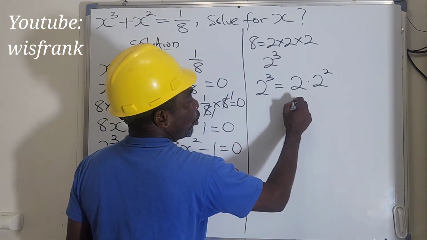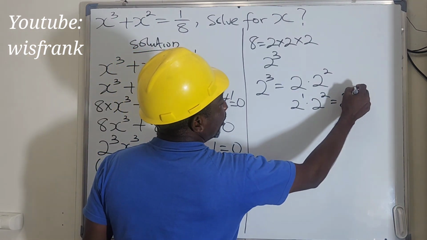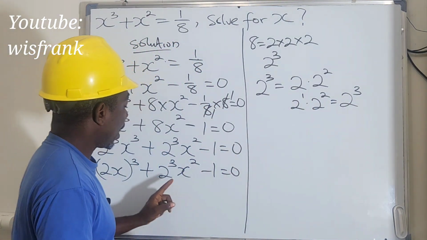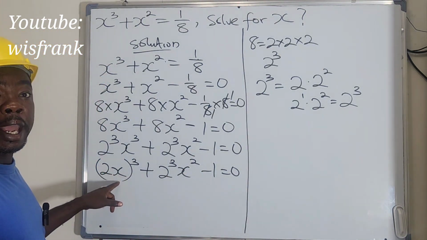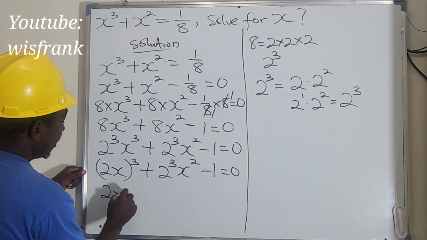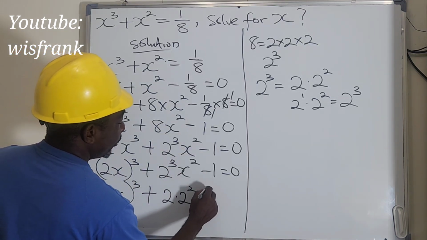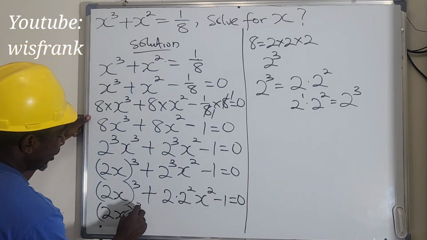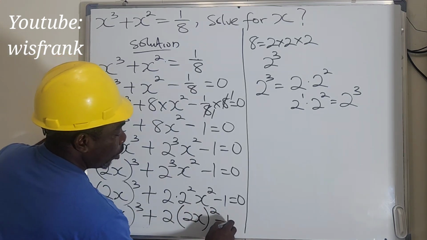Because when we add, this will become 2 raised to the power of 1 times 2 raised to the power of 2. This is the same thing as 2 raised to the power of 3. So let's substitute this 2 raised to the power of 1 times 2 raised to the power of 2 where we have 2 raised to the power of 3. Our aim is to achieve 2x so that we can equate to one variable. So we have 2x raised to the power of 3 plus 2 times 2 raised to the power of 2 x raised to the power of 2 minus 1 equals 0. So this will become 2x raised to the power of 3 plus 2 into 2x raised to the power of 2 minus 1 equals 0.